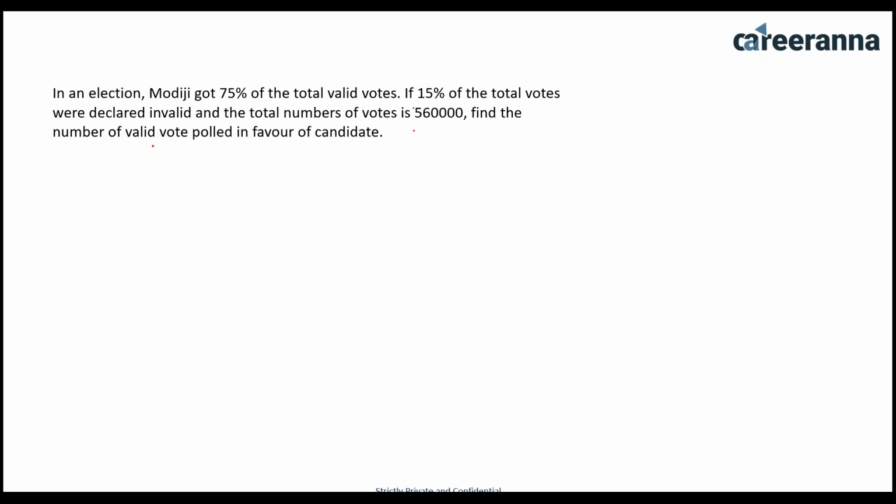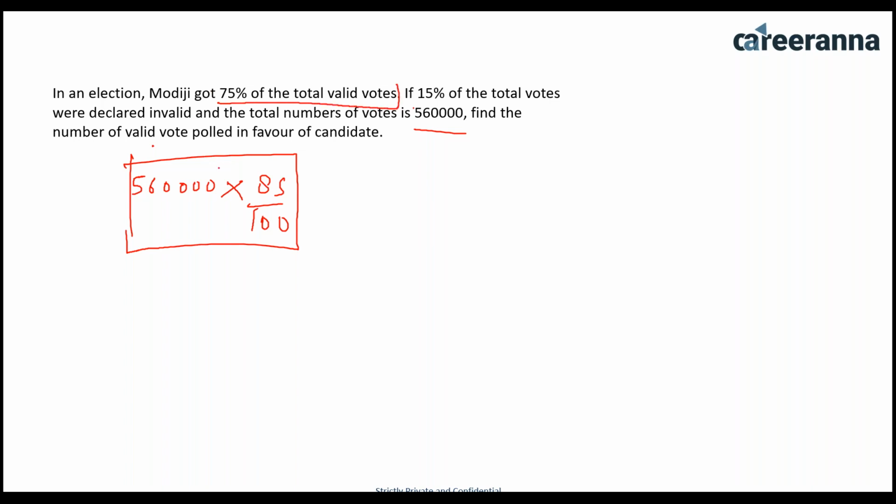As per the question, total number of votes, this. I have written this value. Okay. 15% of them are invalid. So valid votes are 85% of this. So this is the value of valid votes. And as per the question, 75% of the total valid votes. So this is the value of total valid votes, and I have to find out 75% of this.